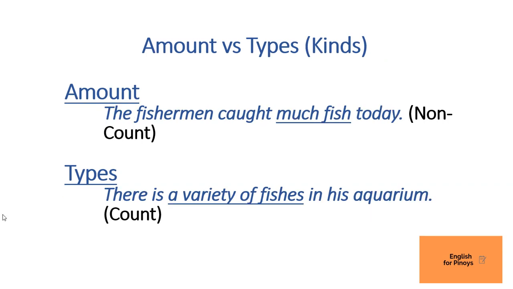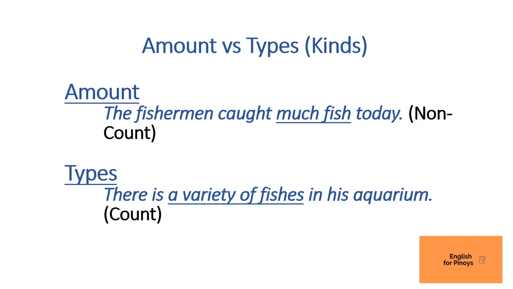It's the same with fish. If you're talking about the amount, it's a non-count noun. For example, the fisherman caught much fish today. Maybe 15 kilos of fish, 20 kilos of fish. You're talking about the amount. But if you're talking about the species, the number of the types of fish, then you can now use it as a count noun. For example, there is a variety of fishes in his aquarium. Okay, so that becomes a count noun.